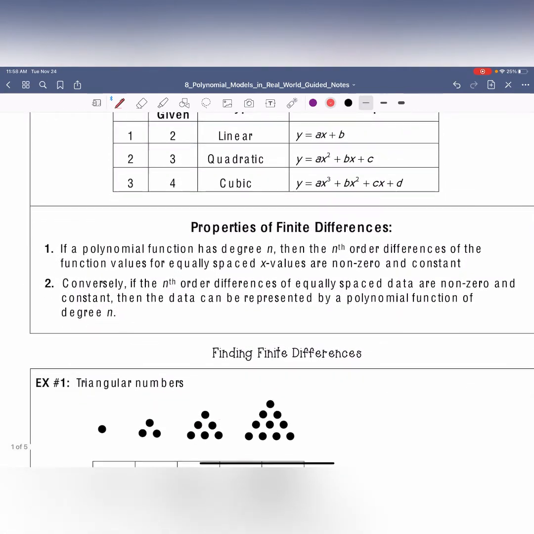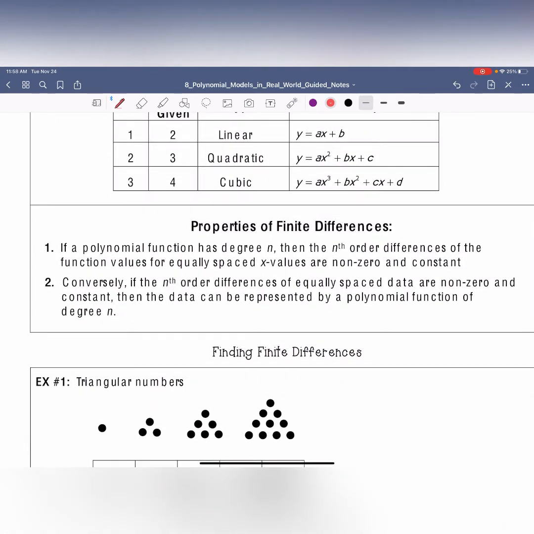Okay, so this is the property of finite differences. I'm not going to read it to you because it's just kind of confusing. What it means is, if your x values are a consistent distance away from each other, so they're all going up by 1, or by 2, or by 3, you can find the differences between the y values, and if the first difference is the same, then it's a linear equation. If the second difference is the same, then it's a quadratic. If the third is the same, then it's a cubic, and so on and so forth. So we can figure out, based off of the differences of the y values, what kind of function it is.